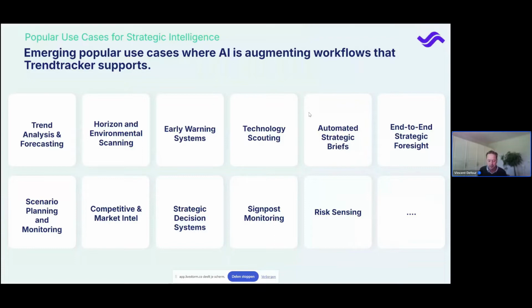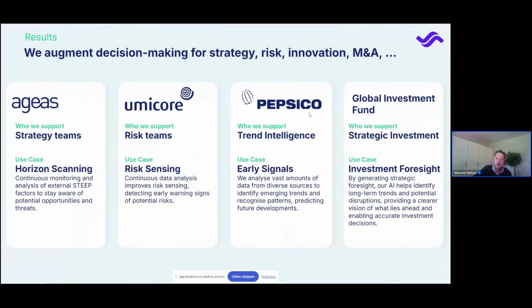Now, there are a couple of these specific use cases that I've mentioned that Trendtracker can help you solve, or parts of it can help you solve. I will zoom in on a couple because we don't have the time to touch on each and every one. So I will zoom in on some of the most popular ones and maybe also explain 4 use cases which are linked to these popular use cases.